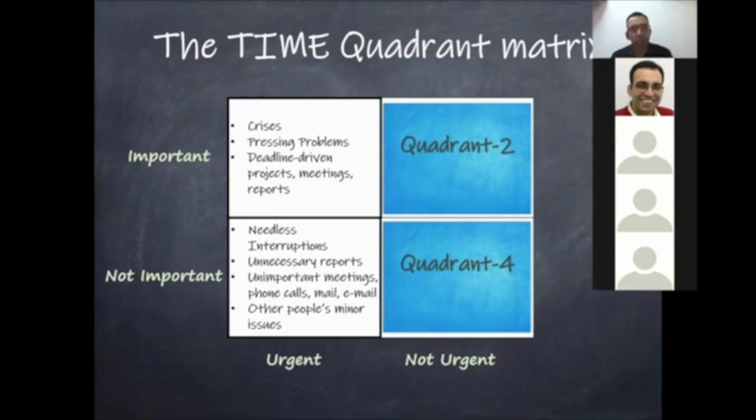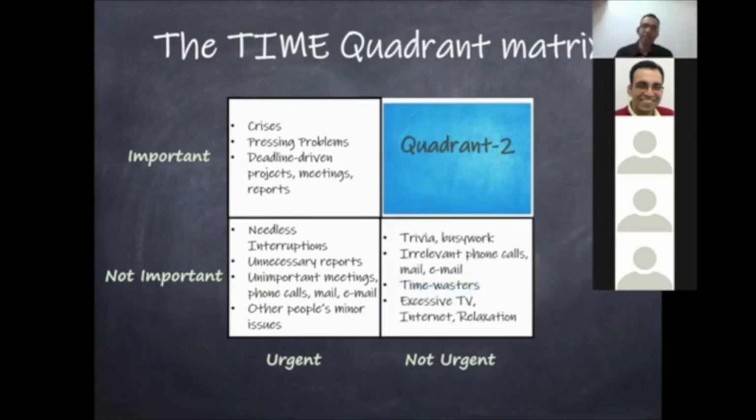What would be quadrant 4 activities? Any ideas? Watching TV. Watching shows. Yeah, but see, till the time I'm watching TV for some relaxation, some entertainment, that is okay. When I do excessive watching of TV, when I am excessively on, say, Instagram or Facebook or stuff like that, that is what becomes Q4.